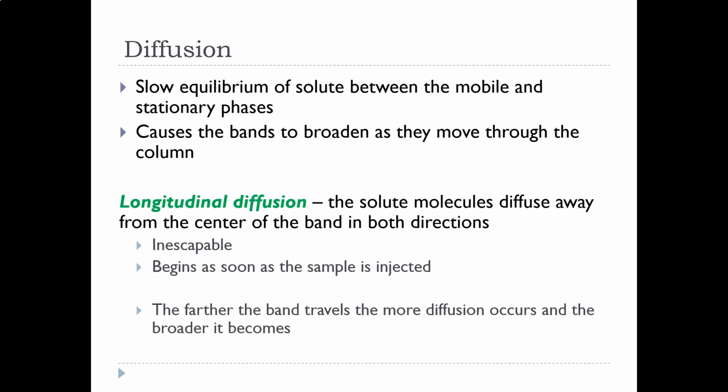I'll show you a picture on the next slide of that. But longitudinal diffusion is that the solute molecules, as they move down the column, have already separated from the other chemicals, but the solute molecules of the same compound are slowly moving away from the center of the band. And there's nothing we can do about this. This just happens. The longer the column, the more that this is going to happen.